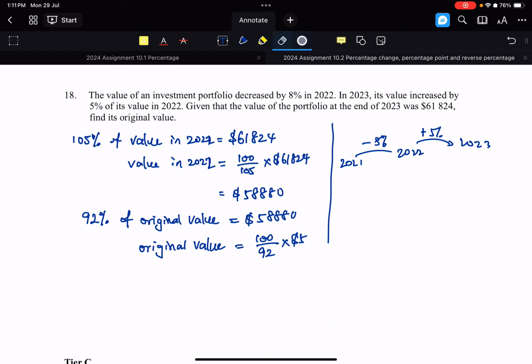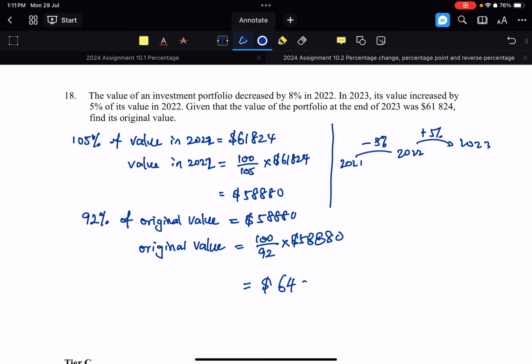Okay, I need more space. 58,880, and that works out to be 64,000. Got it? Okay, let us move on.